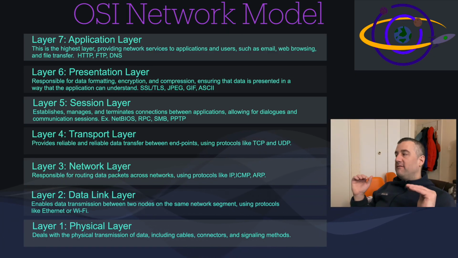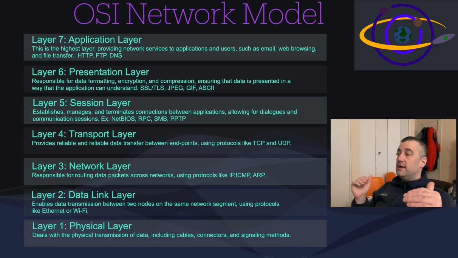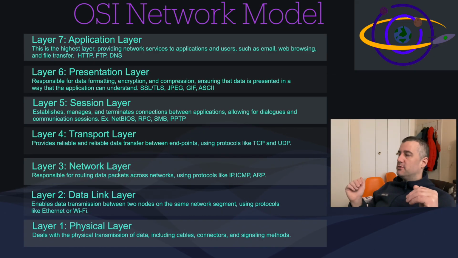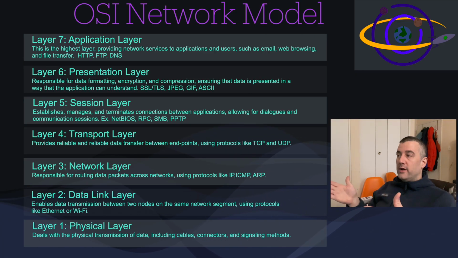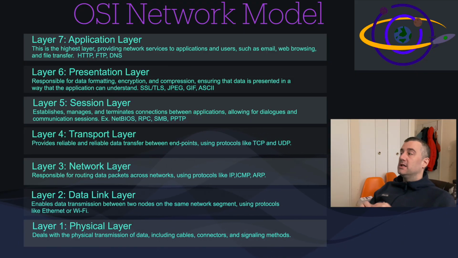Now, above that, you have layer six. This is the presentation layer. This is responsible for data formatting, encryption, compression, and ensuring that data is presented in a way that the application can understand. This includes things like SSL or TLS, JPEG, GIF, or basically the encoding for images, and ASCII text, like the actual formatting and encoding for text, things like that. They all belong on the presentation layer.